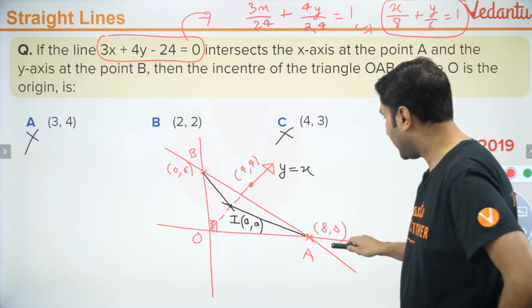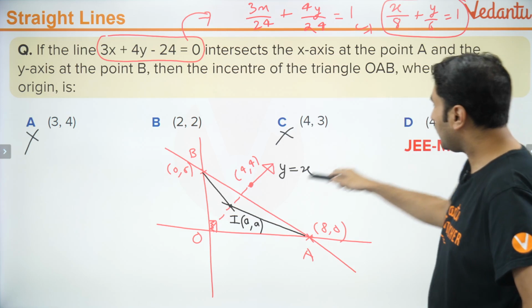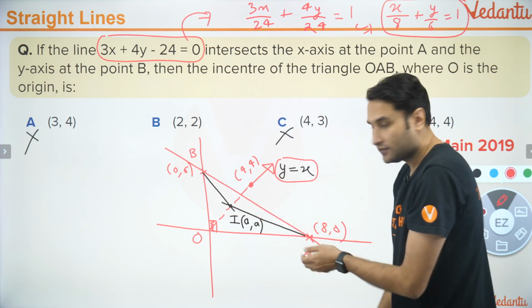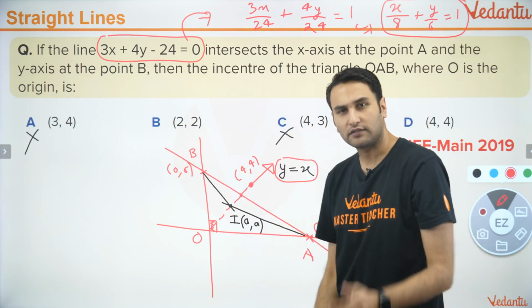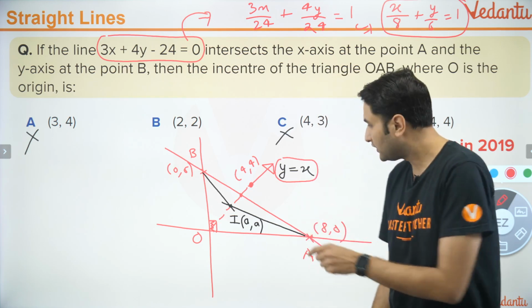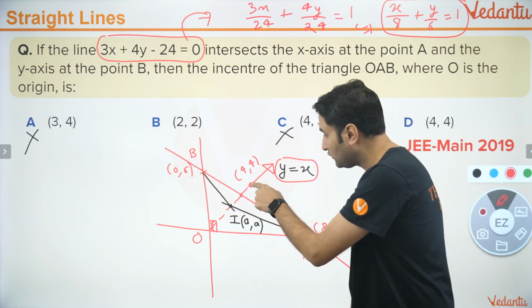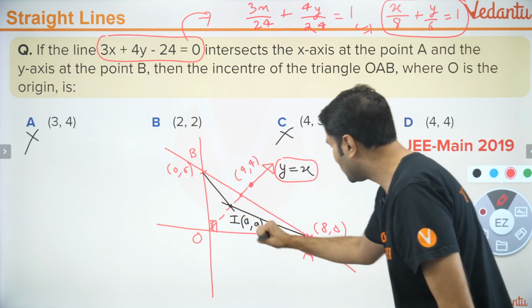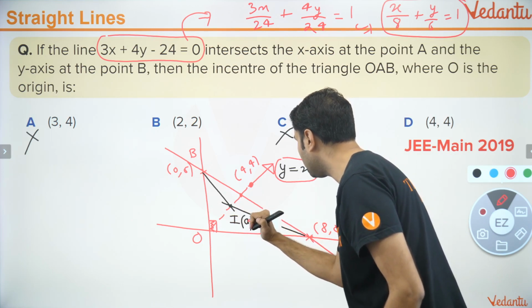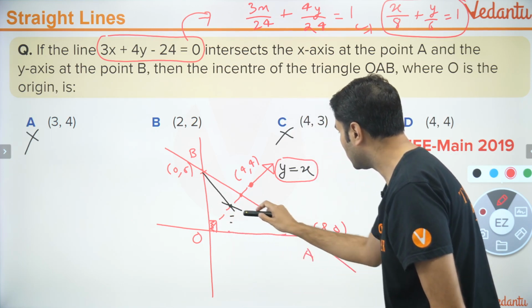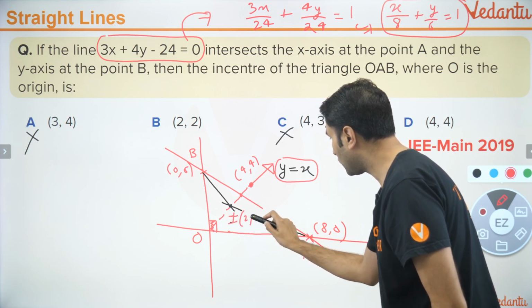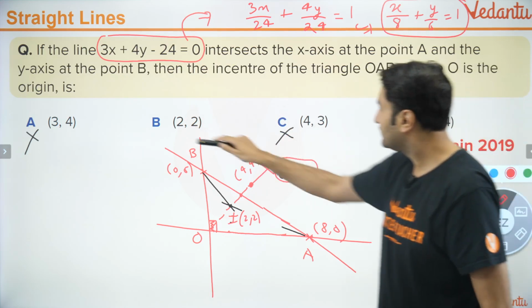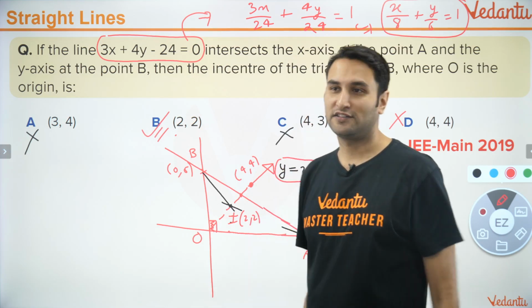How? This is the line, you know it. If you solve y equal to x with this line, this point comes out to be 3 point something. Do it and see, it will take 10 seconds. So this point is actually 3 point something. So 4, 4 will definitely lie outside the triangle. This means the only option left is 2, 2, because that is the only point of the type a comma a which lies inside the triangle. Answer, you have the answer.